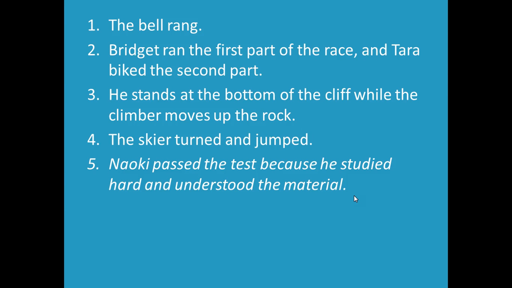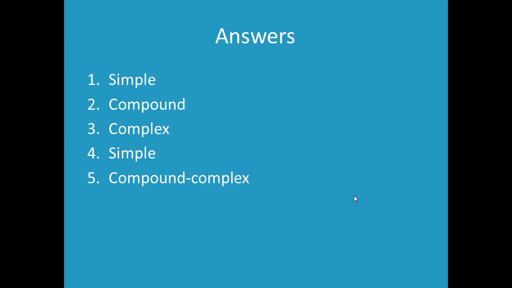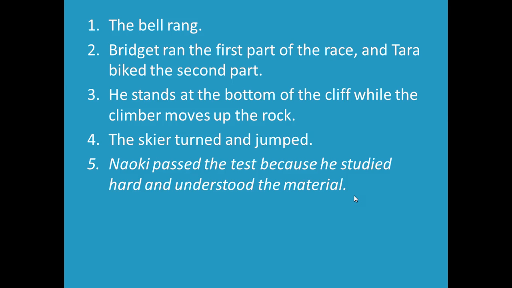Answer number 1, the bell rang. Simple. Number 1 is pretty simple, and here's the reason why it's a simple sentence. You only have a simple subject and a simple predicate. The bell rang. Number 2, Bridget ran the first part of the race and Tyra ran the second part. What do you think that was? Compound. Why? Why is it compound? Right. Because you have a conjunction joining 2 independent clauses.